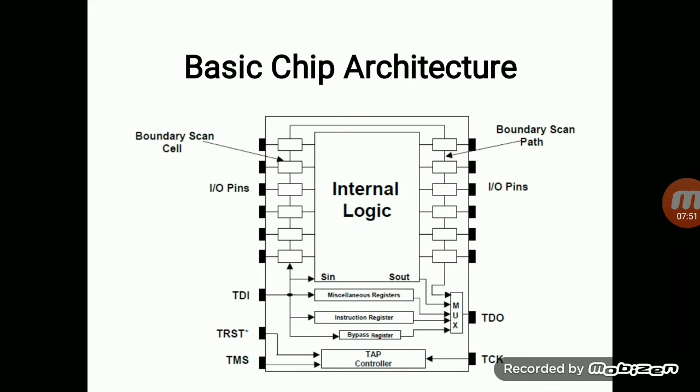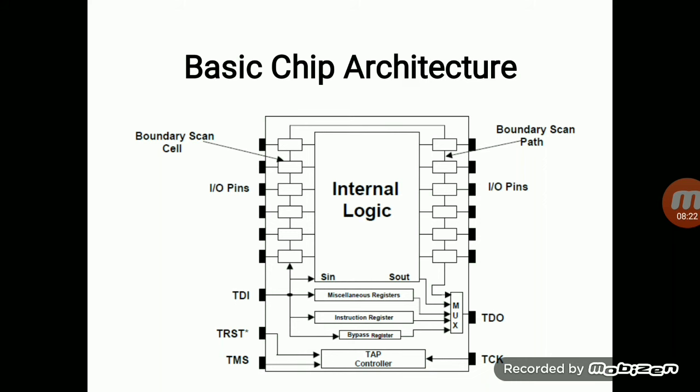This is the basic architecture of boundary scan for single IC testing. Here is the basic block diagram. It consists of boundary scan cells, IO pins, TAP controller, and test access port. It has inputs: TDI means test data input, TRST means test reset, TMS means test mode selection, and TDO means test data output.